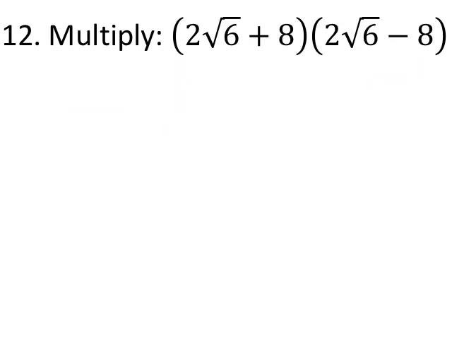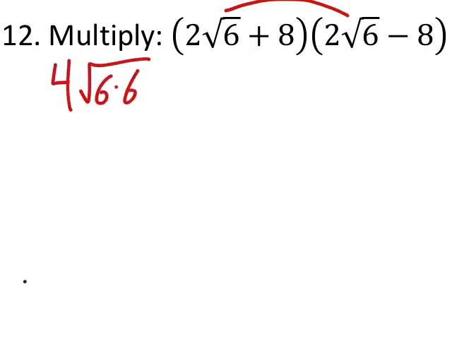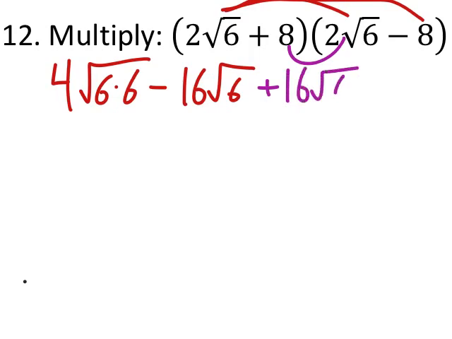Now, just in case you didn't know that that was the difference of squares, it wouldn't matter. What you could do is just use your FOIL technique in order to solve this. So 2 square root of 6 times 2 square root of 6 would give us 4 times the square root of 6 times 6. Then 2 square root of 6 times negative 8 would give us a negative 16 root 6. Then 8 times 2 square root of 6 is plus 16 square root of 6. And 8 times negative 8 is negative 64.